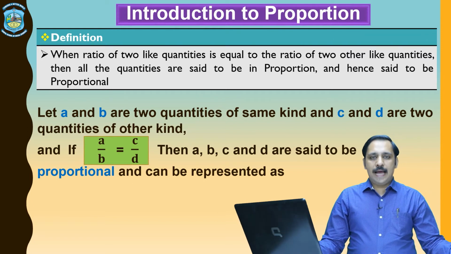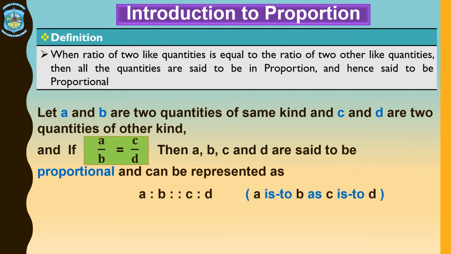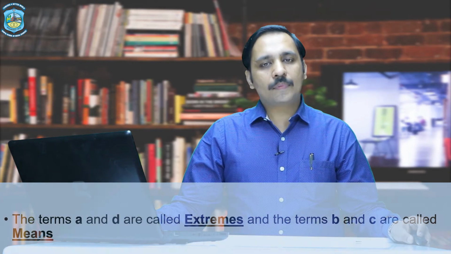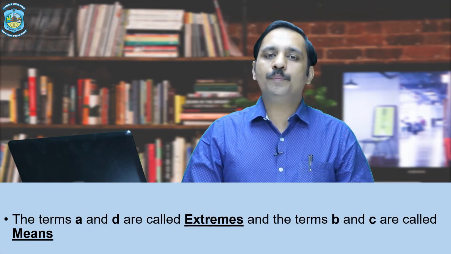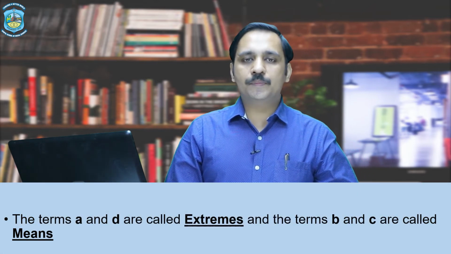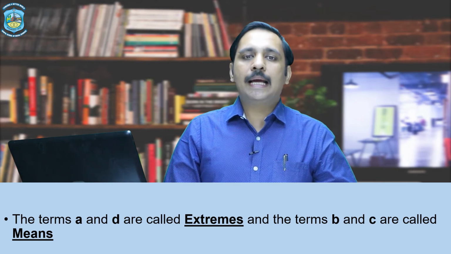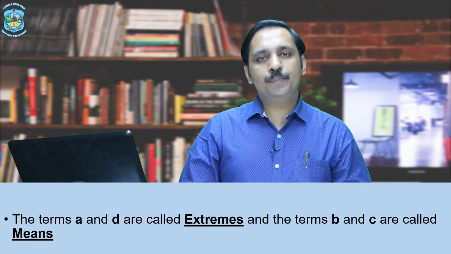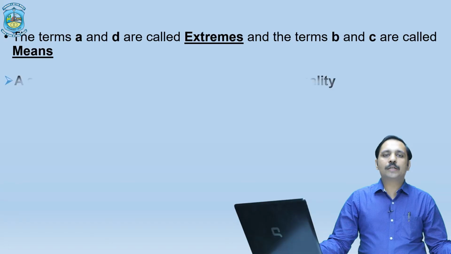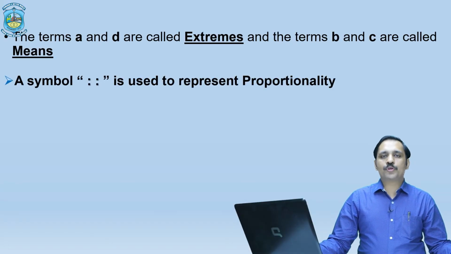They can be represented as A is to B, with a proportional sign, that is double colons, C is to D. It is pronounced as A is to B as C is to D. This is how we represent proportions. Here the terms A and D are called extremes and the terms B and C are called means. That means the outer terms A and D are called extremes and the inner terms are called means. We use a symbol, that is double colons, to represent proportionality.